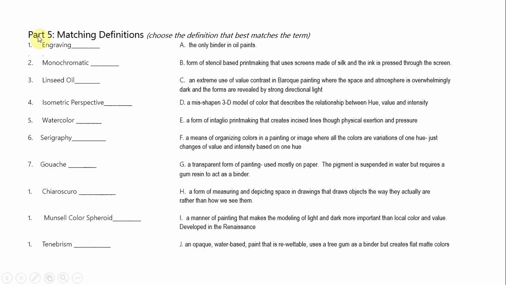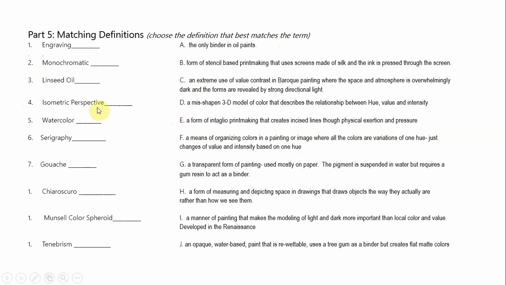Okay, so looking through these, 1, engraving. Let's see, that would be, hold on a second, a form of intaglio printmaking that creates incised, yep, that's E. 2, monochromatic would be a means of organizing, yes, F, a means of organizing colors in a painting or an image where all colors are variations of one hue. 3, linseed oil is A, the only binder in oil paints.